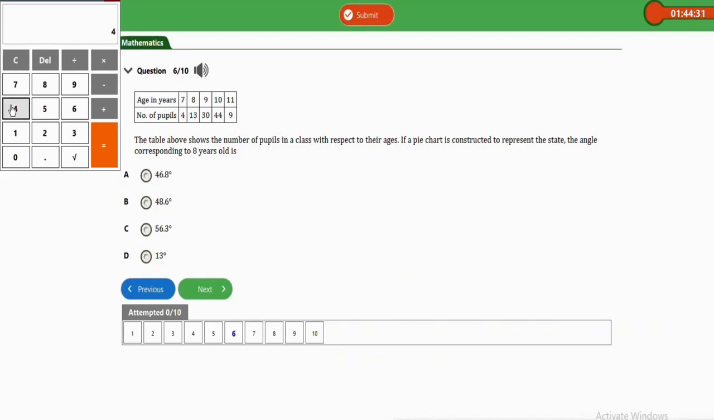So it will be 4 plus 13 plus 30 plus 44 plus 9. So we have it to be 100 pupils. Now our work is easier. To get the angle corresponding to 8 years old, let's call it unknown x.